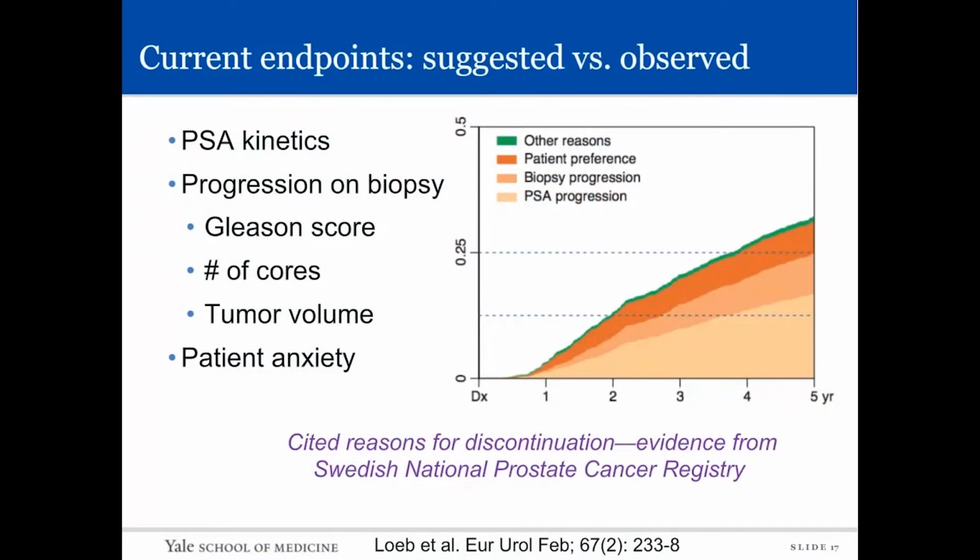And if you poll patients as to why they discontinue surveillance, they offer various reasons. And this is data from Stacy Loeb, from patients citing the reasons for discontinuing surveillance in the Swedish National Prostate Cancer Registry. So the reasons offered are changes in PSA kinetics, progression seen on biopsy, change in Gleason score, number of cores positive, or tumor volume, as well as patient anxiety. So patients' anxiety does drive quite a bit of this.